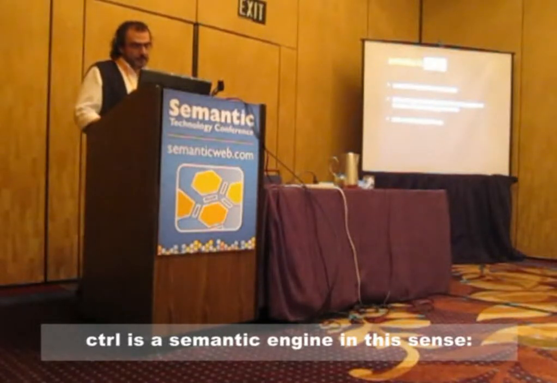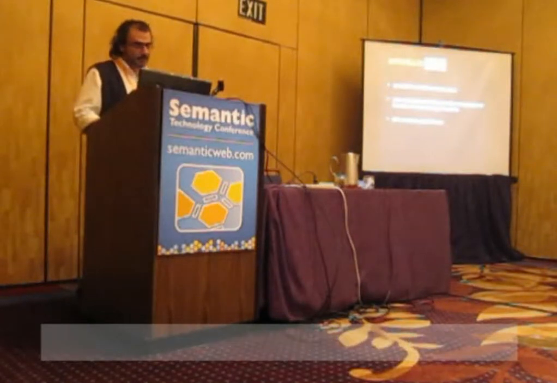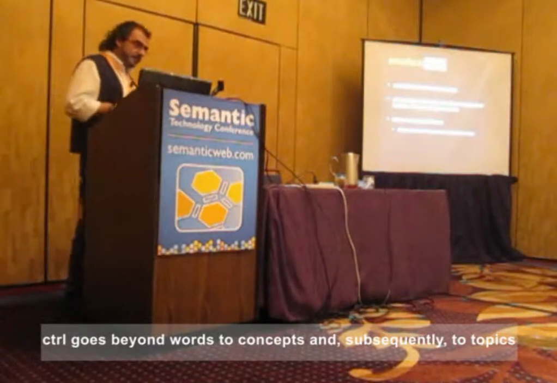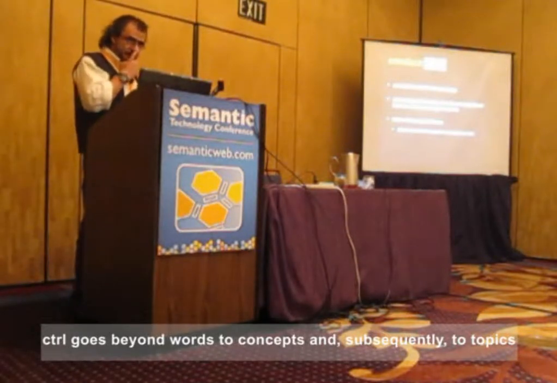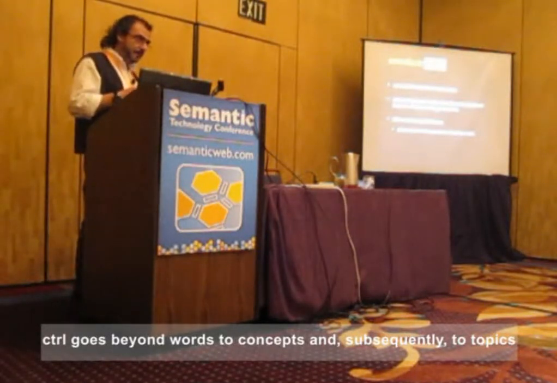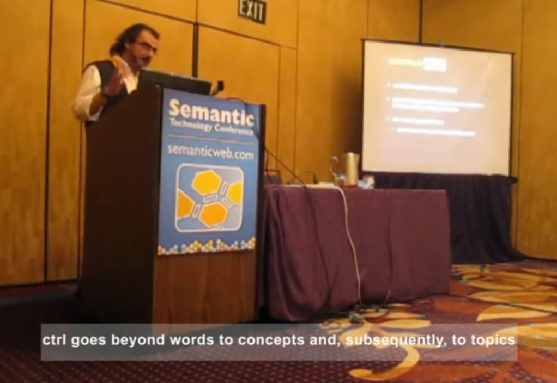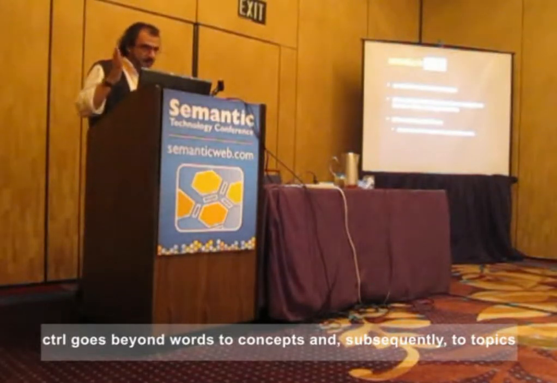So, but then how is Control a semantic engine? Because we are saying Control is a semantic engine. Control is a semantic engine in this sense. In Control, we go beyond words. We definitely go to meanings. That's where the semantics come in. So we go from words to concepts. And from concepts, we go to compound concepts, which we call topics. So for us, topics are, if you want, complex semantic objects.